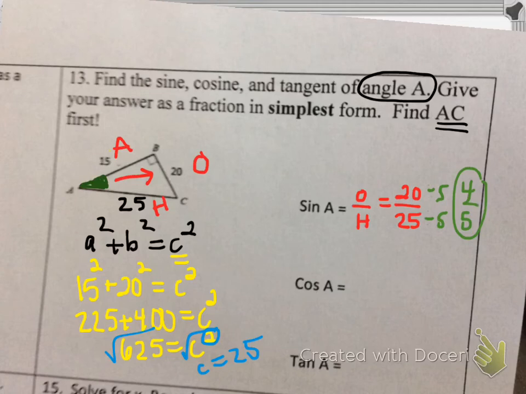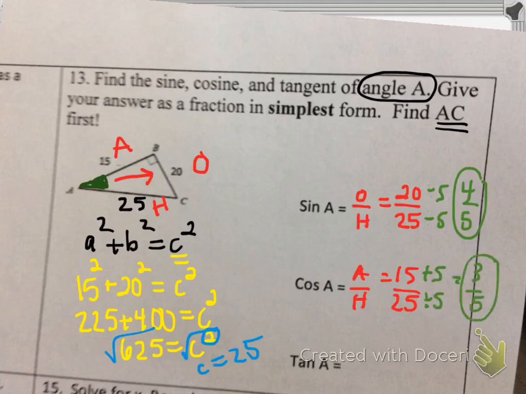So cosine is defined as adjacent over hypotenuse. The adjacent in this case is 15. Hypotenuse is 25. Again, divide by a common factor of 5, and I get 3/5. And then finally, tangent is defined as opposite over adjacent. The opposite is 20, adjacent is 15. Divide by a common factor of 5, and I get 4/3.